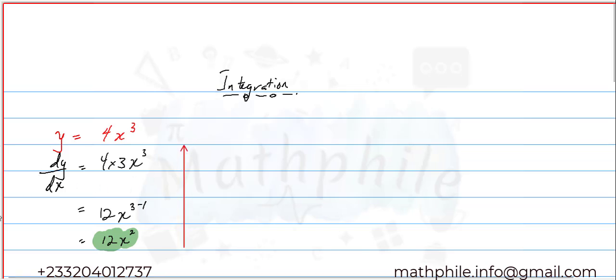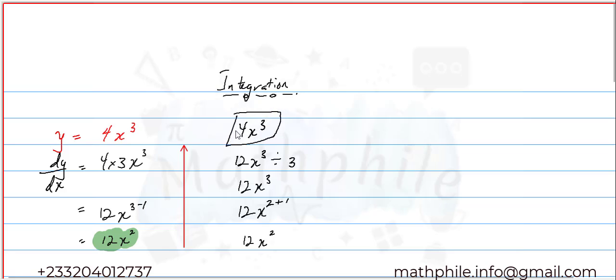So if we're starting from 12x squared, in this stage we subtracted 1 from the exponent. So if we want to reverse everything, instead of subtracting 1, the reverse of subtraction is addition. So I'm going to add 1. This then simplifies to 12x cubed. Then from this stage, we realize that we multiplied by the exponent. So to reverse this, you need to divide by the exponent, since division is the opposite of multiplication. So I divide by the exponent. Now 12 divided by 3 gives you 4x cubed. So this is just going backwards to get the original function.